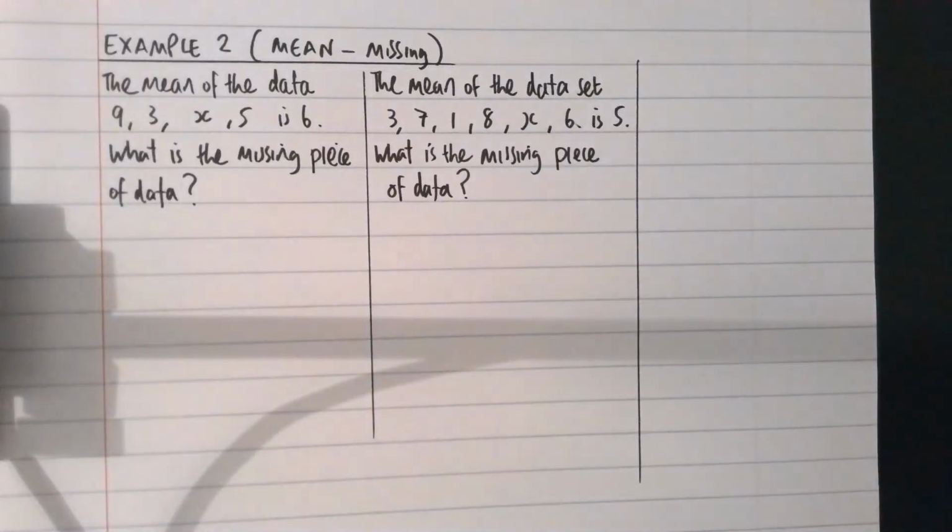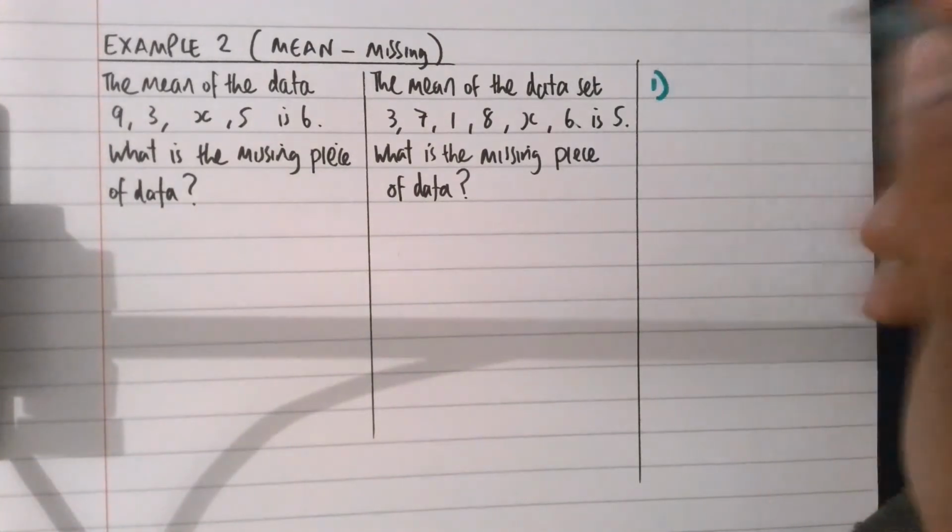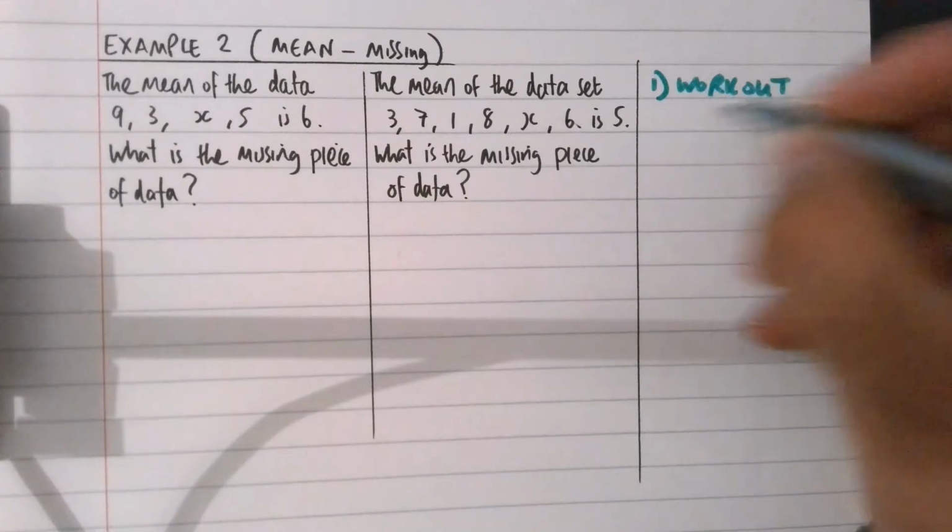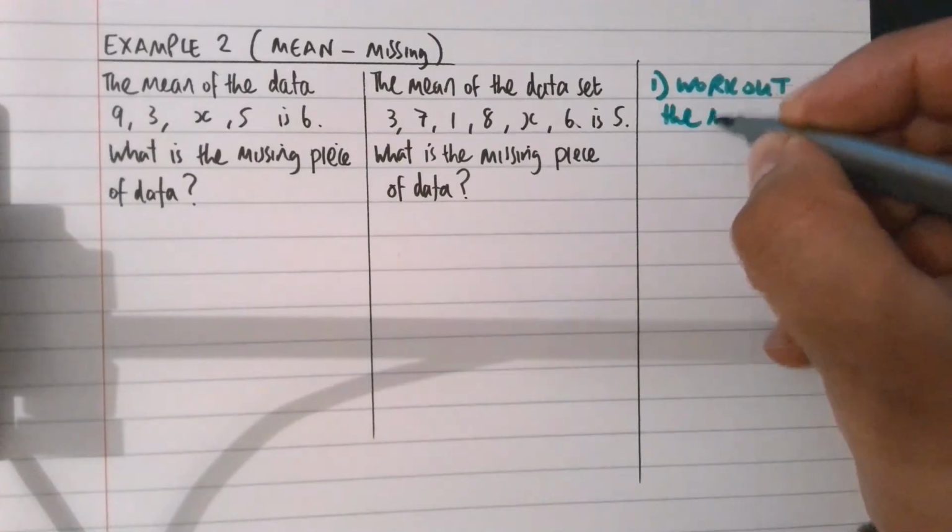Well, we're looking for the mean, but we're looking for the missing number, or the number that hasn't been given in our data set. So we've been given the mean, and we're looking for the missing data. For the first one, the mean of the data is 6, and the pieces of data are 9, 3, something, and 5. So what is that missing piece of data?